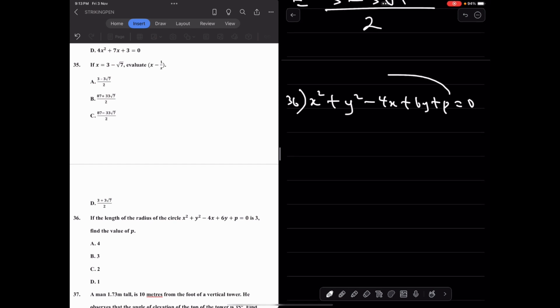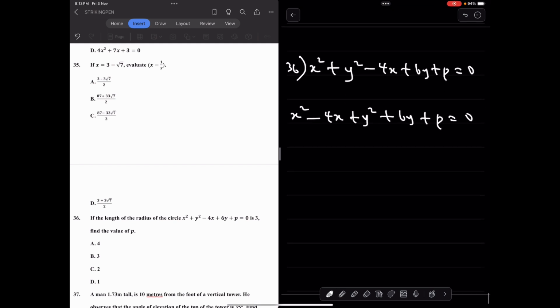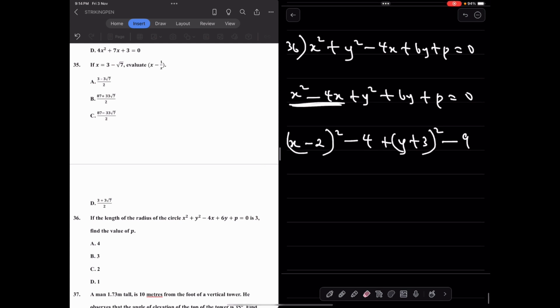Okay, let's try to write the equation of the circle in the general form of the equation of a circle. That means x squared minus 4x plus y squared plus 6y plus p equals 0. And now if I complete the square for x squared minus 4x, I'm going to have x minus 2 all squared minus the square of minus 2, which is 4, plus do the same for y squared plus 6y. That will be y plus 3 all squared minus the square of plus 3, that's 9, and then plus p equals 0.